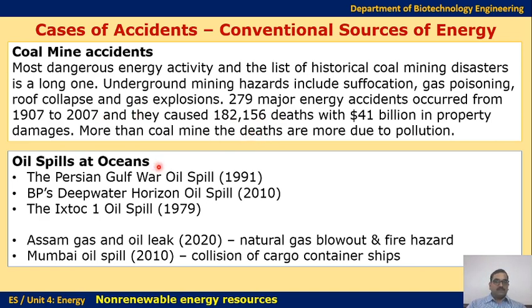You have oil spills in the oceans. The best example is the Persian Gulf War oil spill in 1991. Deepwater Horizon oil spill by British Petroleum. The Ixtoc 1 oil spill in 1979. In India, we have the Assam gas and oil leak in 2020, which was because of a natural gas blowout. And we have the Mumbai oil spill because of a collision between two cargo vessels. So these are all causing damage to the environment, which is quite common in the case of conventional energy.